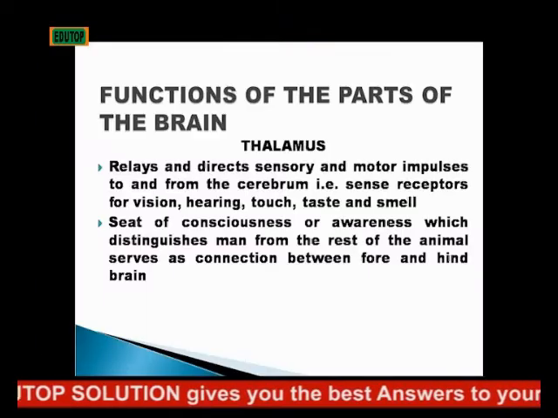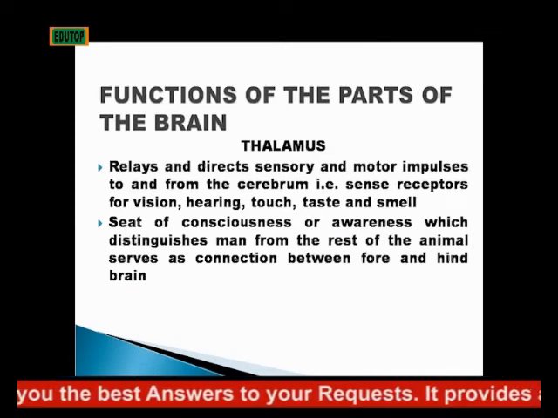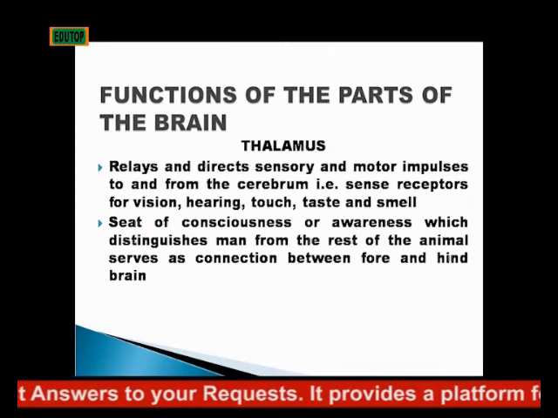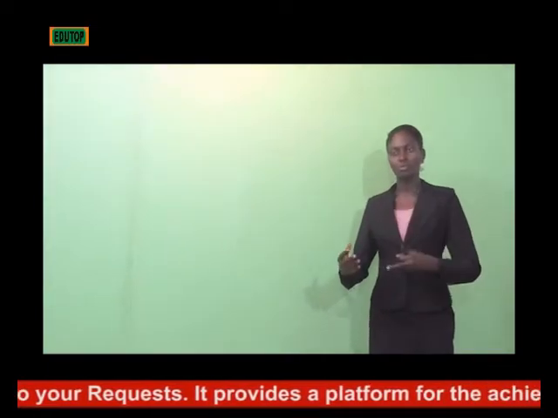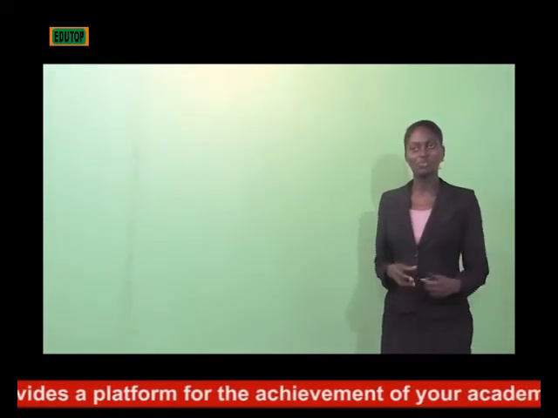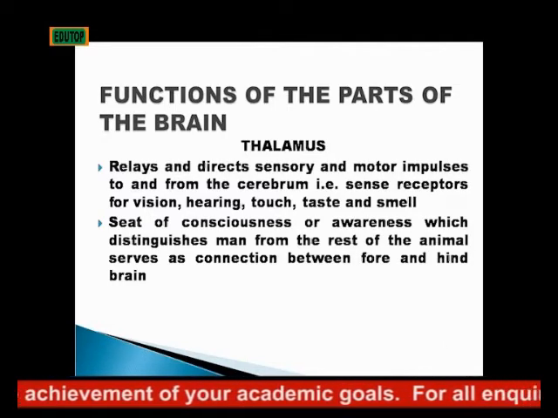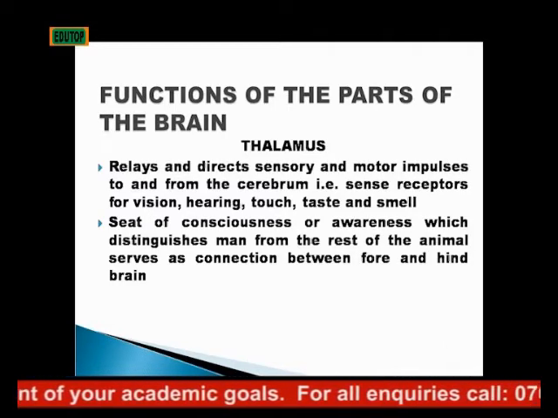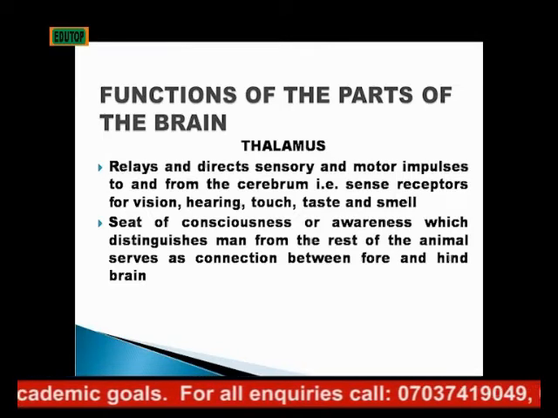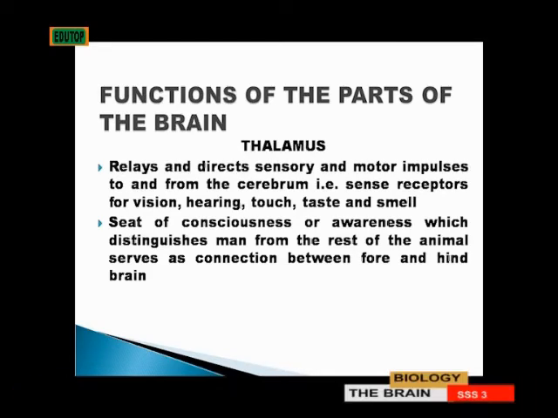Now, the next part of the brain whose function we're talking about is the thalamus. The thalamus relays and directs sensory and motor impulses to and from the cerebrum. And as such we have sense receptors for vision, hearing, touch, taste, and smell. Then the thalamus is also the seat of consciousness and awareness, which distinguishes man from the rest of the animals. The thalamus also serves as a connection between the forebrain and the hindbrain.